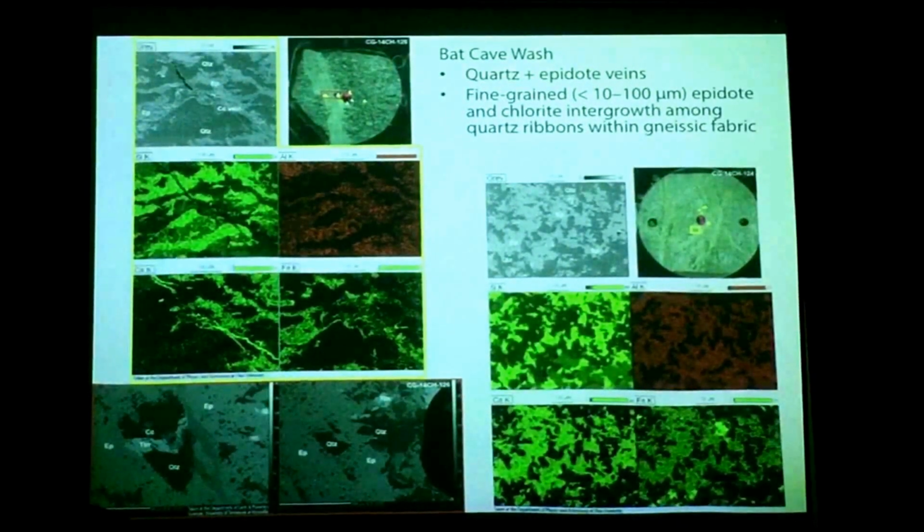So, some of the microstructures of that Cave Wash. Again, it's primarily quartz epidote rich veins. Surrounding the veins, there is a lot of quartz epidote chlorite intergrowth among the gneiss fabric. The grain size here was larger than what was found in the saddle. It's still quite fine grain, around 10 to 100 microns, but that's good enough for ion microprobe work, so we got a lot of good data from that Cave Wash.